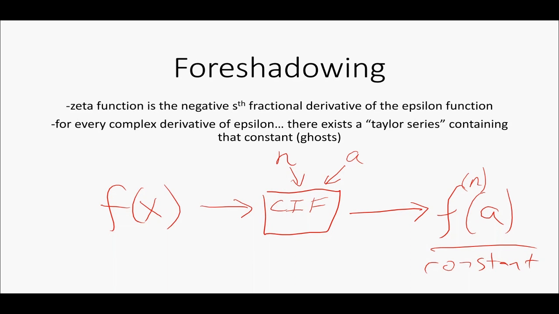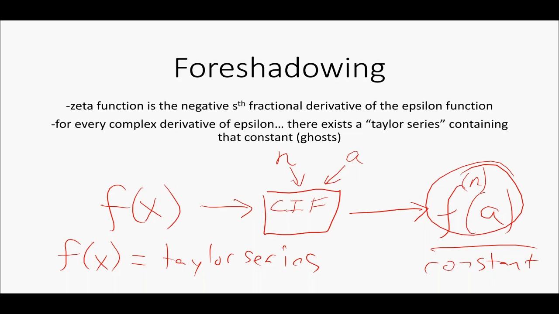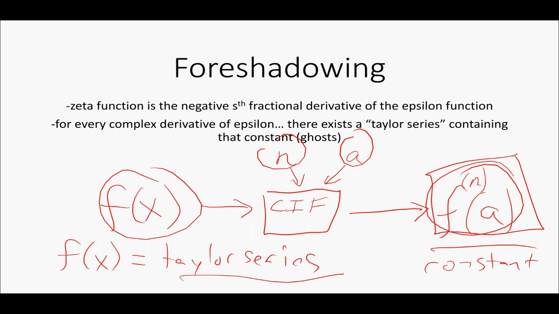Meaning that it already existed, as we all kind of know, in the Taylor series. If f has to be written as a Taylor series, equals some Taylor series, and it contains this constant. And what the Cauchy integral formula does is it automatically takes all these inputs that you put in and pops out from the Taylor series this constant.